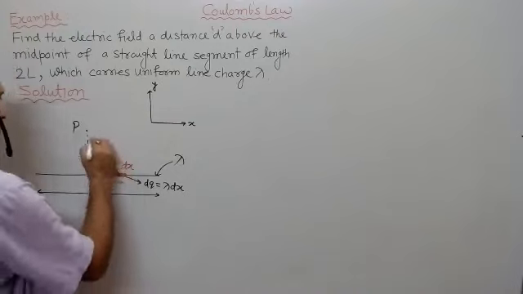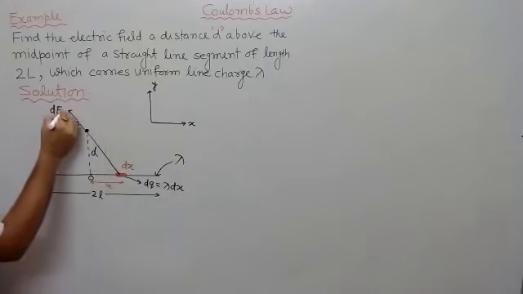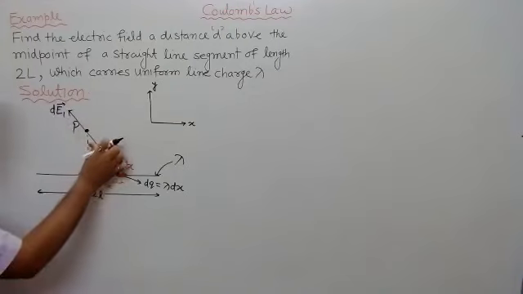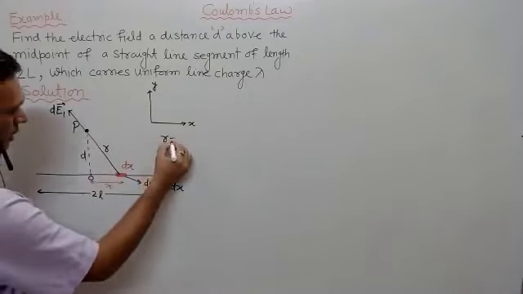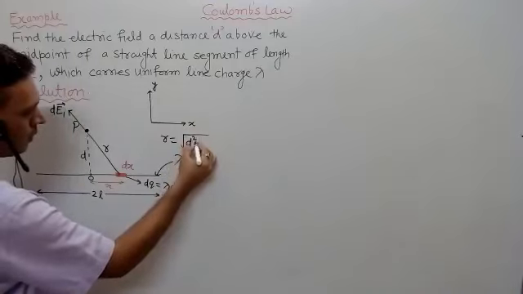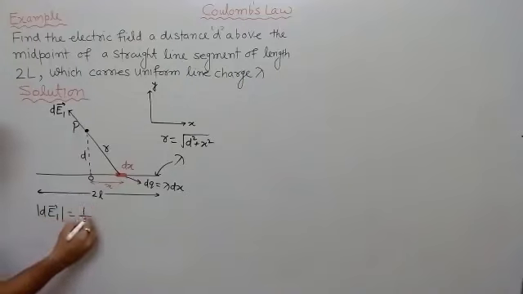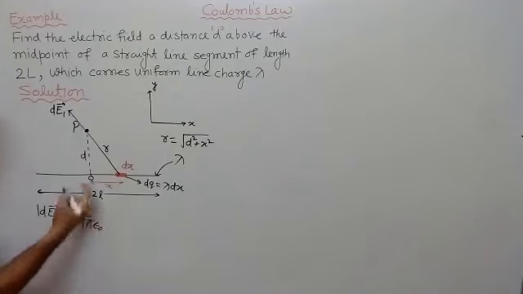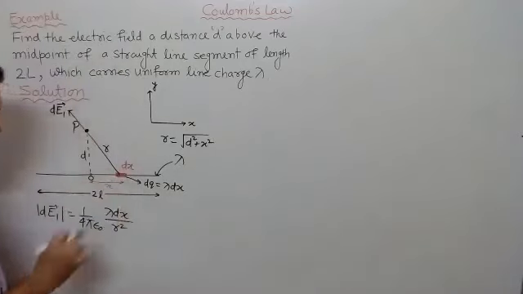So let us find the electric field due to the elemental length. This field is dE1. Assume this distance is small r, where small r is given by under root d square plus x square. So what will be the mod of dE1? According to Coulomb's law, 1 by 4 pi epsilon naught, dq is lambda dx, by small r square. That is the field due to elemental length dx.